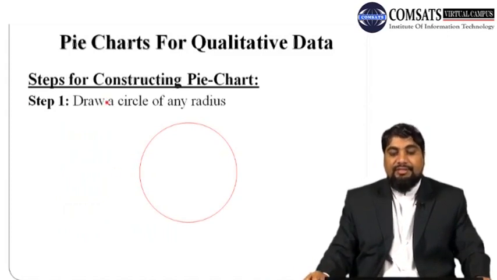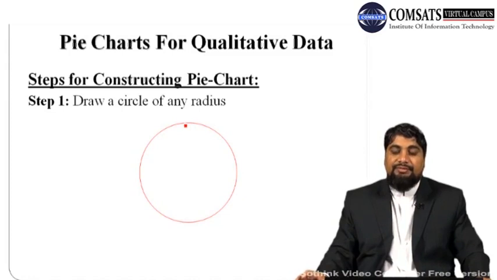So steps for constructing pie chart. Step 1, draw a circle of any suitable radius. So यहाँ पे एक सर्कल आपको नज़र आ रहा है, तो आप कोई भी एक suitable radius का सर्कल बना सकते हैं. It should not be too small, it should not be too big. So just एक suitable size का एक सर्कल बना दें.